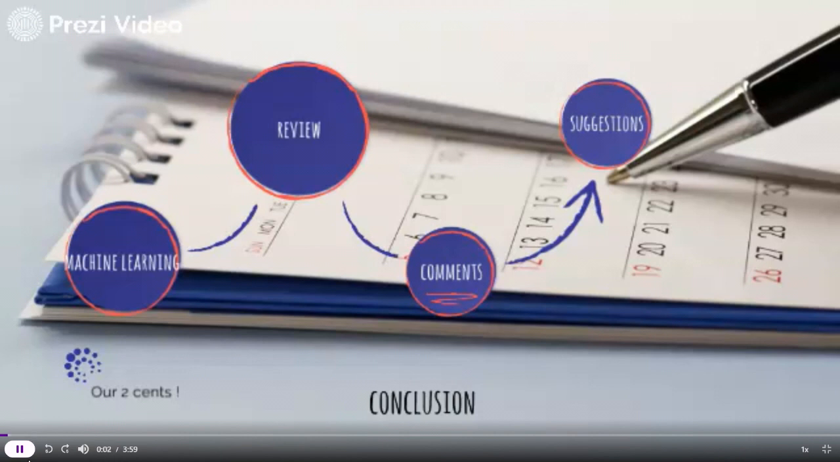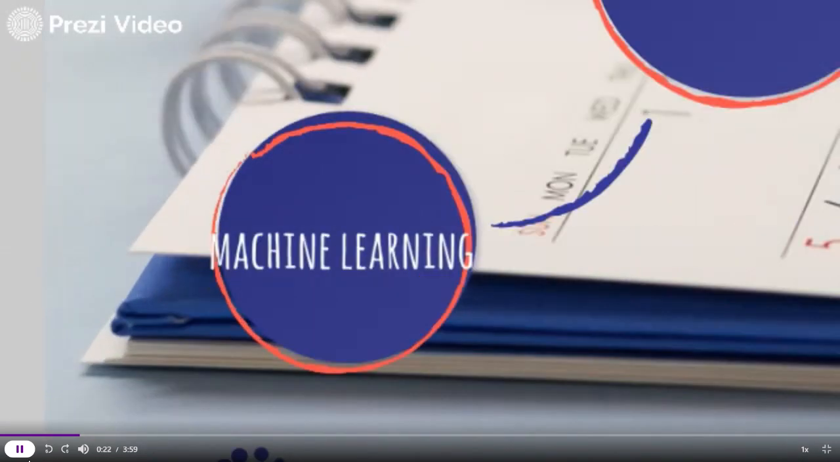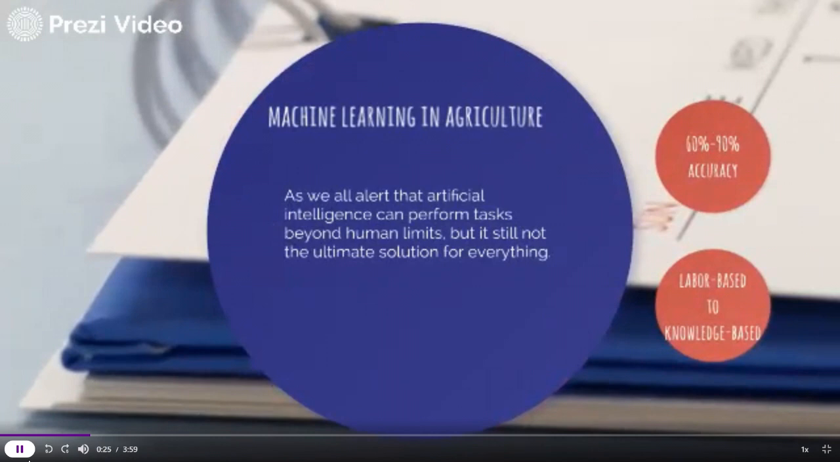In conclusion, artificial intelligence has been popularized for decades across many sectors including agriculture. It is undeniable that the advancement of technology, especially in machine learning, has solved numerous big and small obstacles in increasing agricultural production. We are all aware that artificial intelligence can perform tasks beyond human limits, but it is still not the ultimate solution for everything. We observe that the accuracy of most machine learning algorithms falls between 60% to 90%, and a few can go up to 98%. This means that there is still space for machine learning to improve.